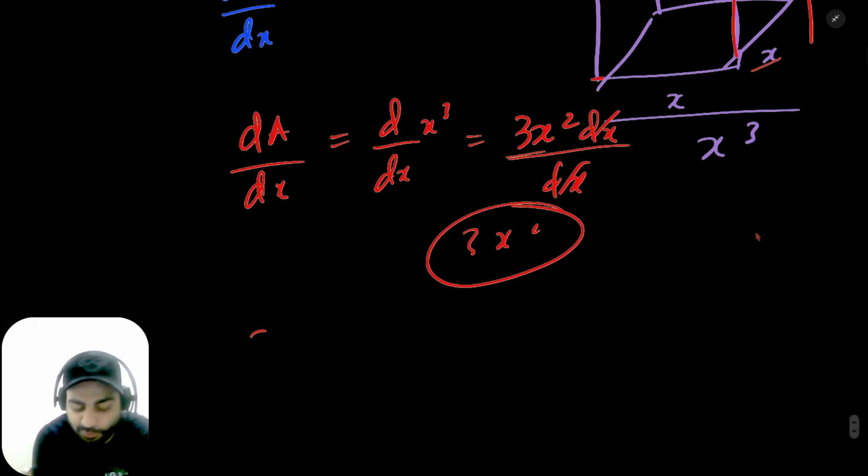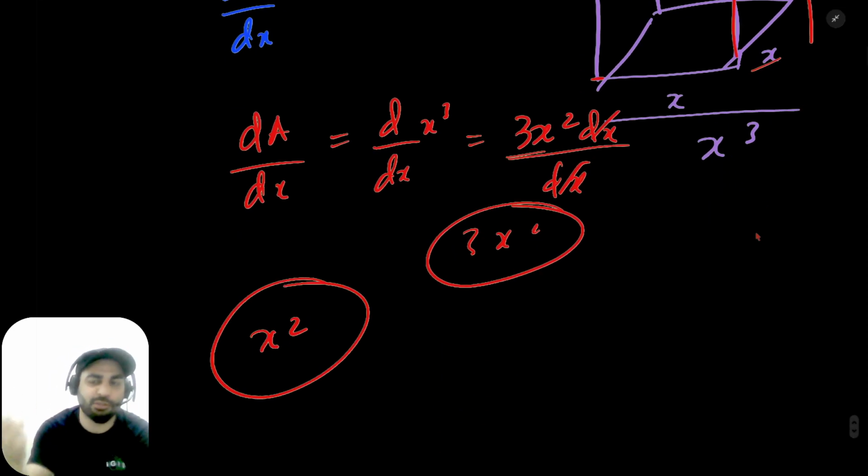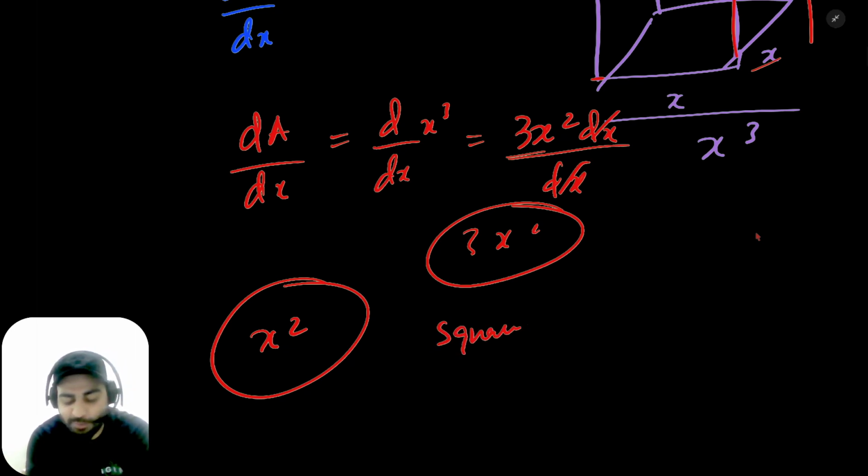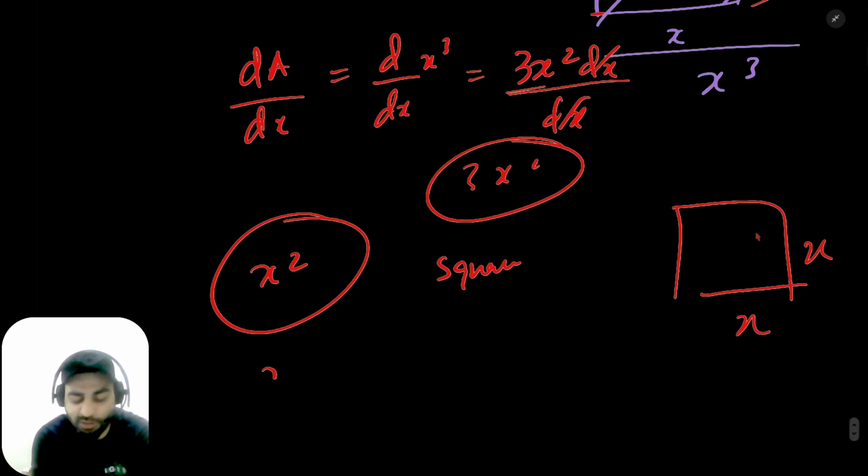Now do you understand why we call x square a square? Why do we call x raised to power 2 a square? We call it square because it represents the area of a square. And x into x square, we call this x cube. Why do we call it cube? Because it represents the volume of a cube.